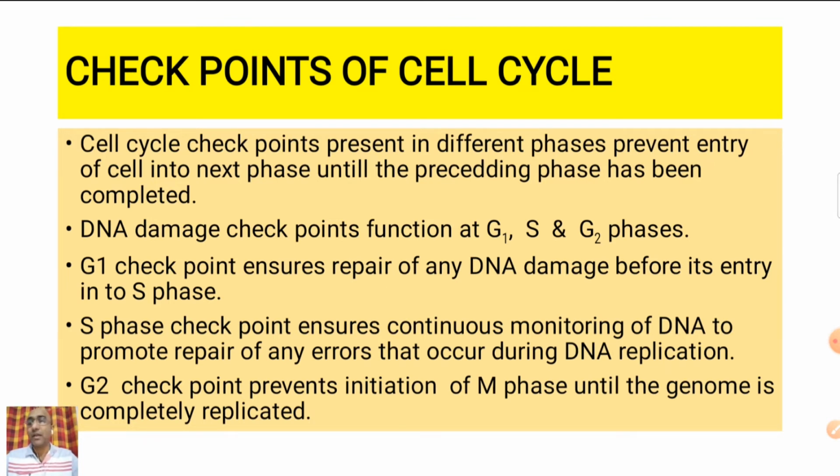Then comes G2 phase. As far as the G2 checkpoint is concerned, it prevents initiation of M phase until the genome is completely replicated. Got it? So these are the various checkpoints in the cell cycle.